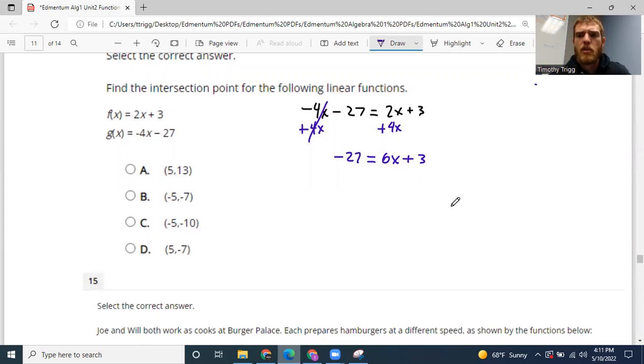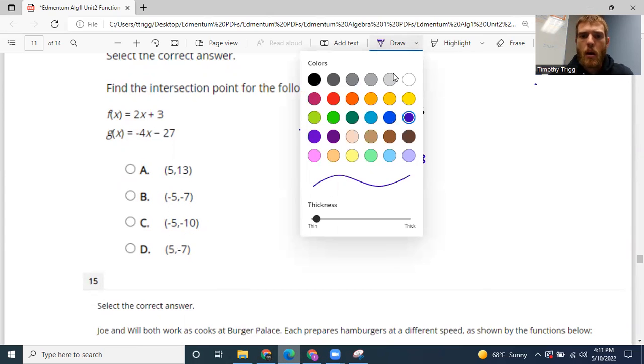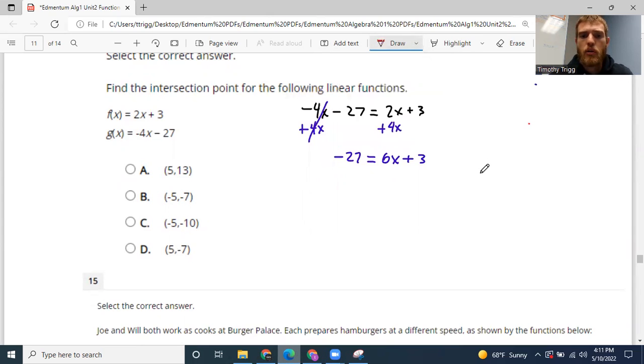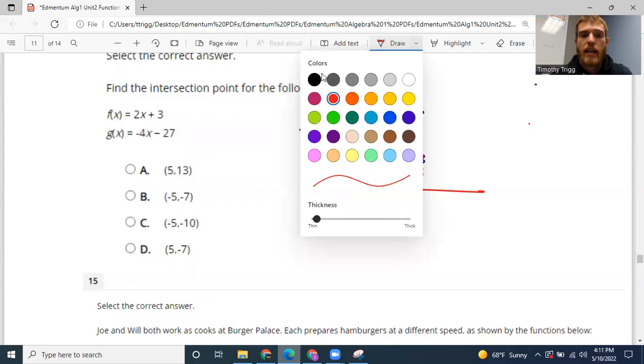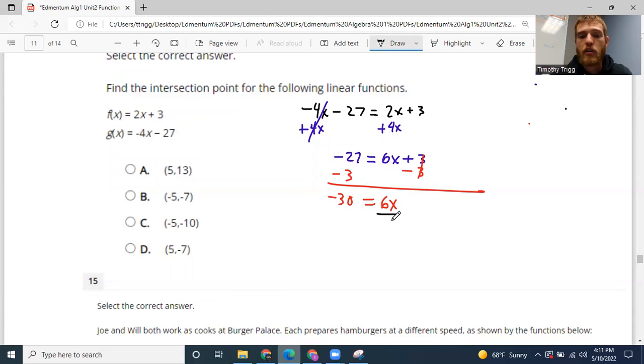Actually, let me just finish this problem with you guys. All right, so after that, I think what we would do is go ahead and we want to solve for x. So we're going to subtract 3 from both sides. So that'll be negative 30 here equals, and then we have 6x here. To get x by itself, we're going to go ahead and divide by 6 on both sides, giving us the x value of negative 5.